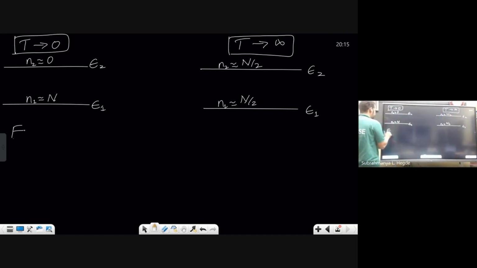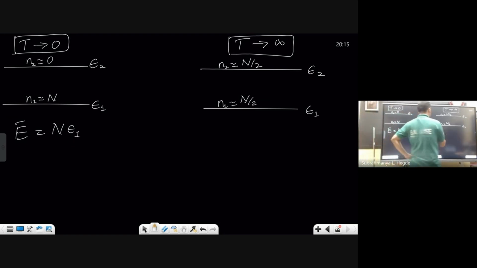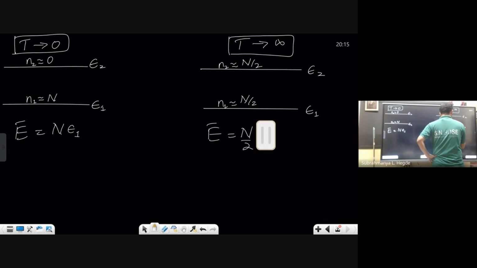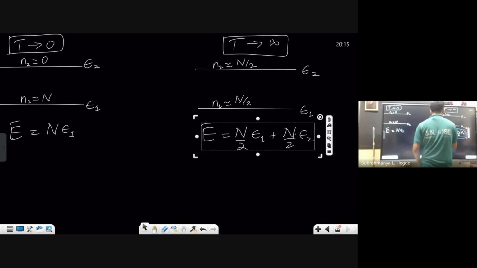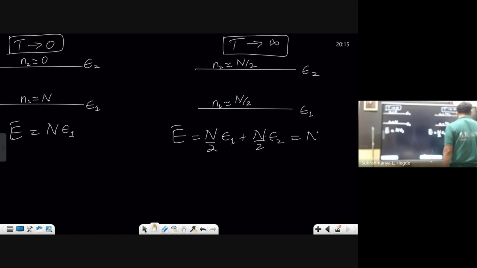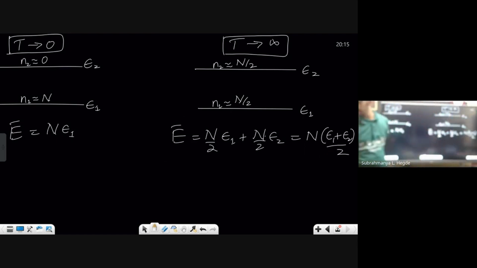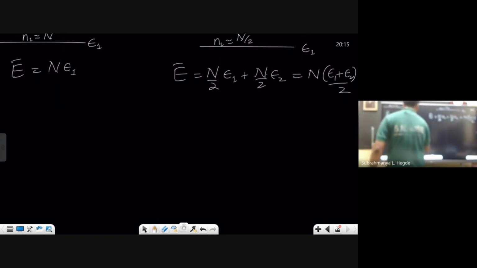So here the total average energy is equal to N into N by 2 E1, N by 2 E2. That is, N by 2 E1 plus N by 2 E2. Or I can write it as N into (E1 plus E2) by 2. Am I right? At T tends to infinity, this will be the energy. He said qualitative plot.